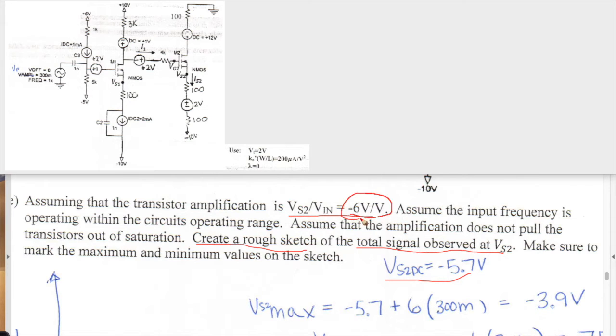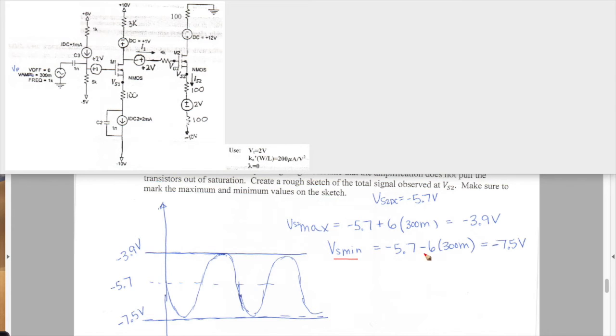So we're going to take this value and multiply it by the input. And in this case it was 300 milli was the amplitude. And so we multiply it by 6. And so the maximum is going to be when we have a plus of this. So minus 5.7 plus this quantity gives us a minus 3.9. The minimum is going to be when we have a minus of that. So a minus 6 times the 300 milli amplitude. So that gives us a minus 7.5. So this is going to be centered around minus 5.7. And then it's going to go a high of minus 3.9 and a low of minus 7.5.